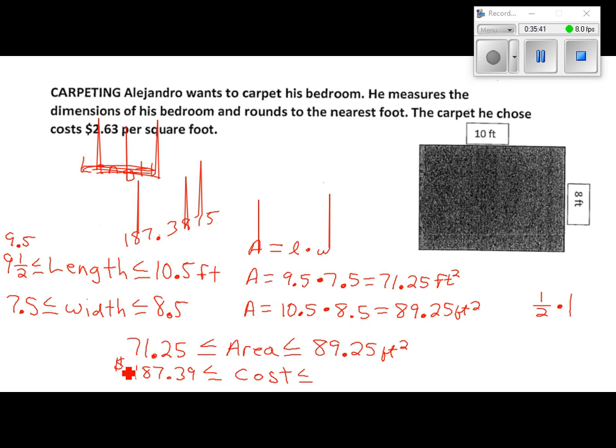Take 89.25 and times it by 263, right? 234.73. Let's round it off. Is it already rounded? Yeah, I just did.